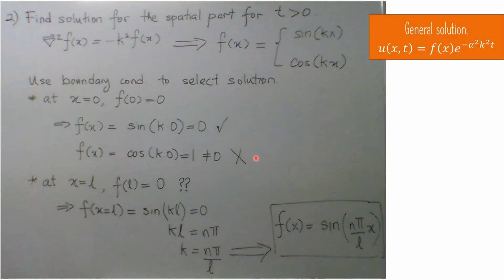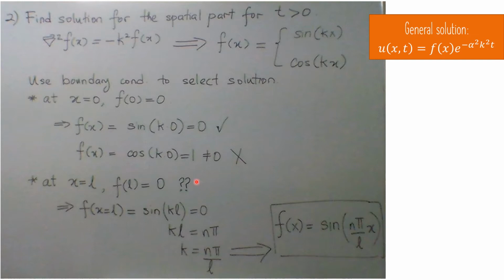So this is not equal to 0, and we do not want this solution. So now we have retained the sine kx as our solution for the spatial part, and we consider next the second boundary condition, that is at x equals L, where we want to have f(x) equals 0.